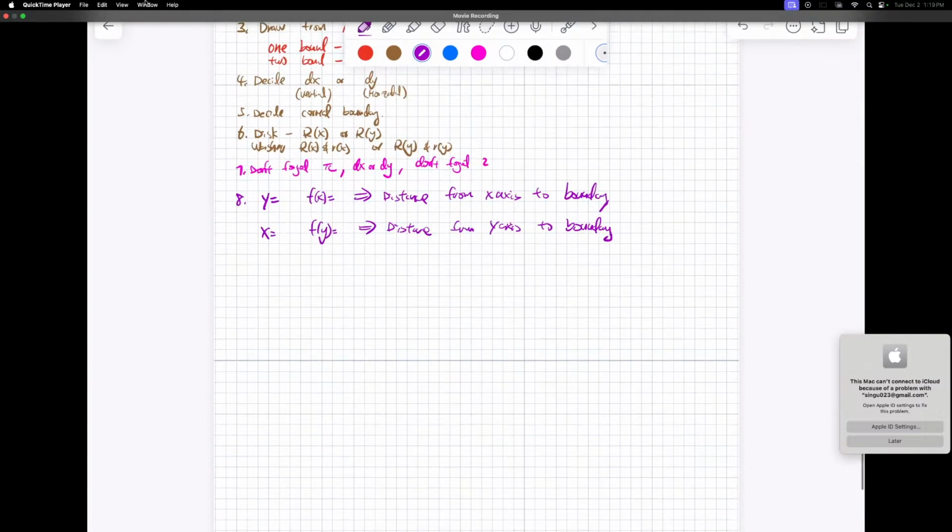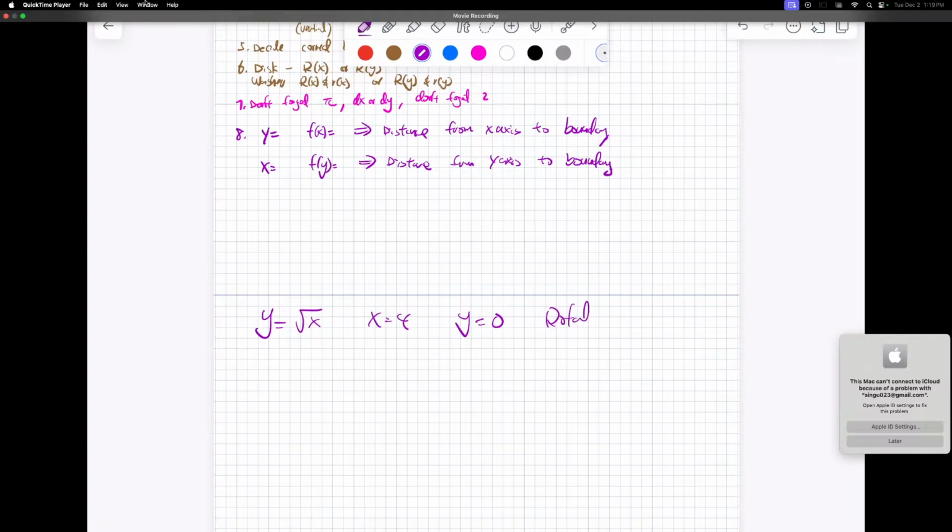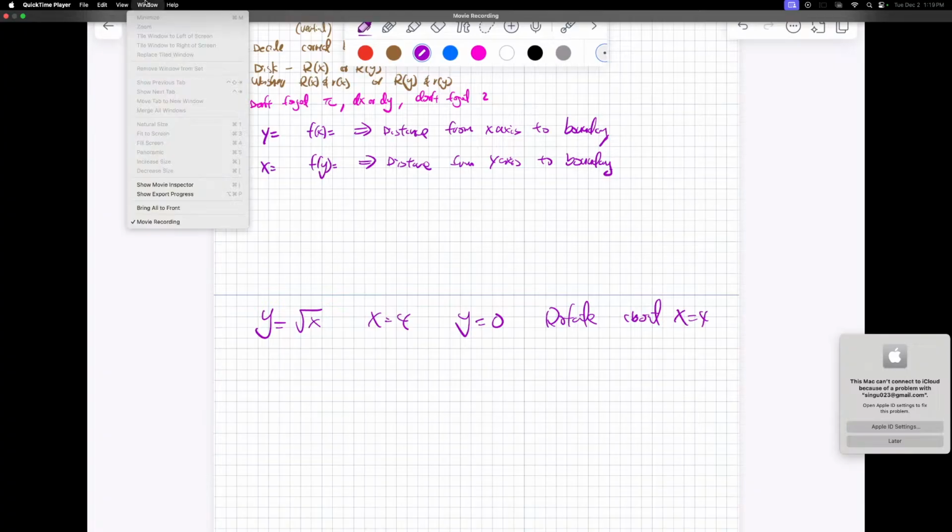So I'm gonna show you a question. Same question, if you have y equal to square root x, x equal to 4, y equal to 0. So there's a boundary. Now it's rotating about x equal to 4. What kind of shape if I rotate around x equal to 4? What does it look like? Oh, hamburger bun.